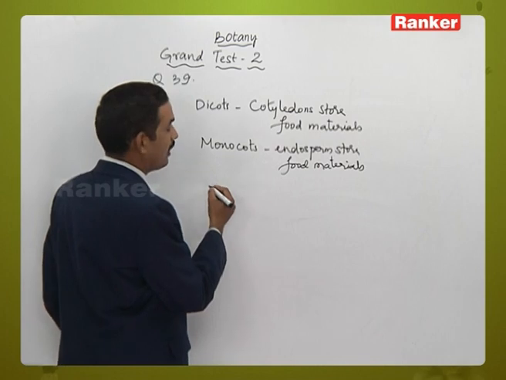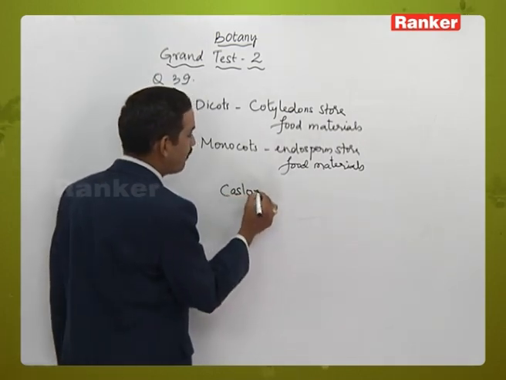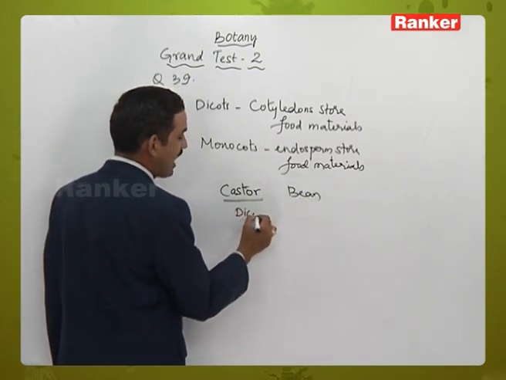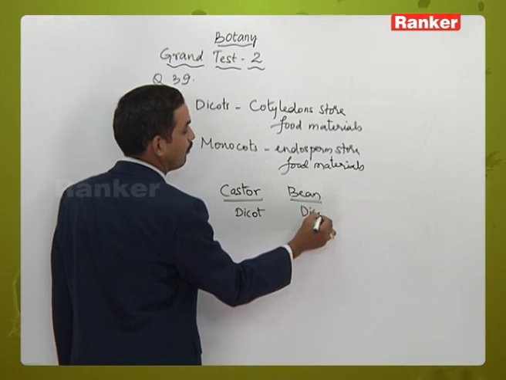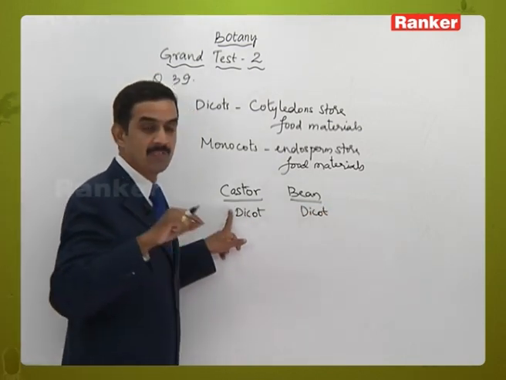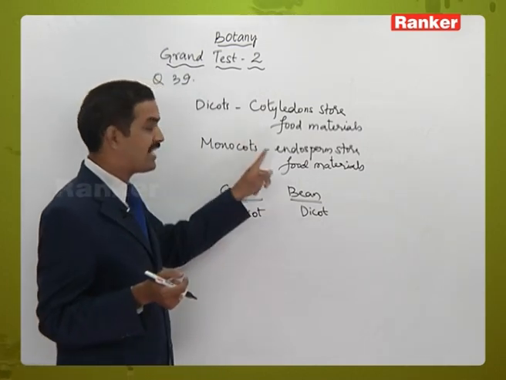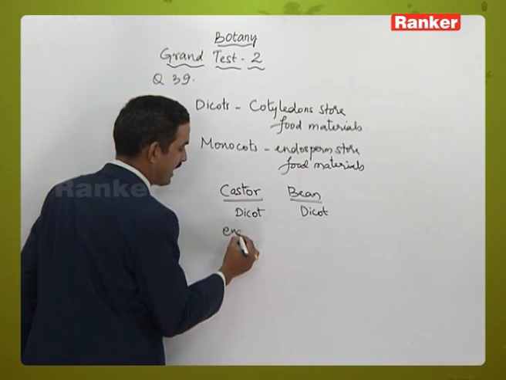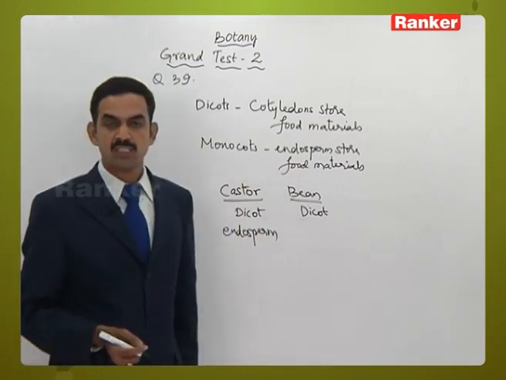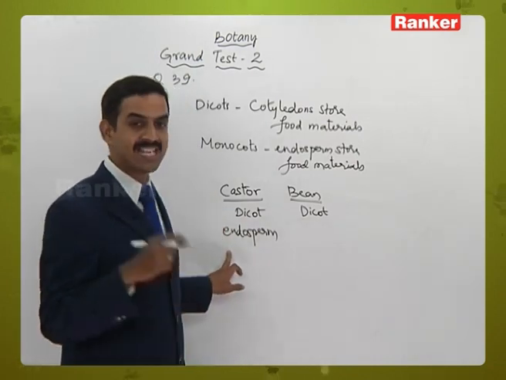Right, here if you take the examples, that is seeds of castor and bean. Castor is a dicot, right? And bean is also a dicot. But castor has one special feature: in castor, fats are the reserve food materials which are stored in the endosperm. So the first one is endosperm. The food storing structure in matured seeds of castor is endosperm. That is the exceptional case.